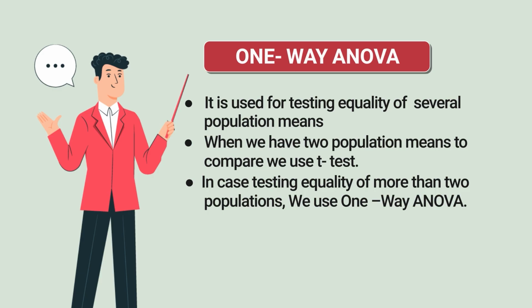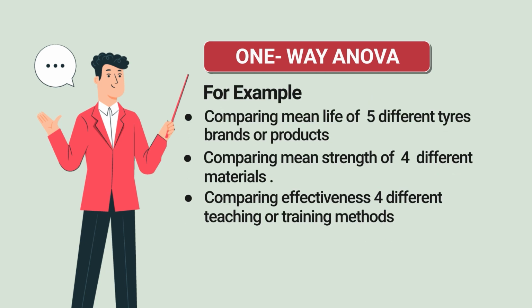When we have two population means to compare, we use the t-test. But when we have more than two population means to compare, we use what is called the analysis of variance. For example, comparing the mean life of 5 different tire brands or products. So here we have 5 different types of tire brands, and we are comparing them for the mean life.